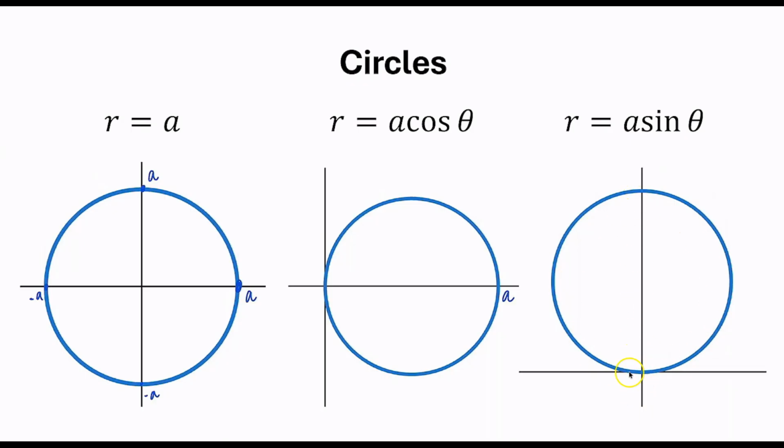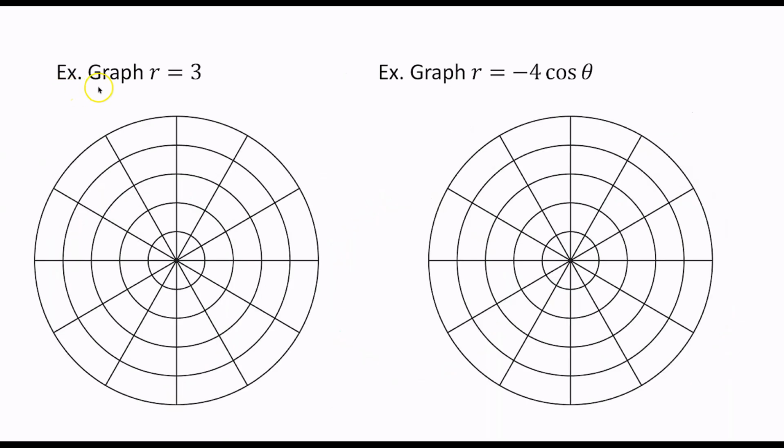So my circle is going to be shifted up or down along the y-axis, and it's going to have one end of the diameter on the origin and then the other end of the diameter at the value of a. Now let's use those to graph these circles. So r equals 3 is a circle centered at the origin with a radius of 3.